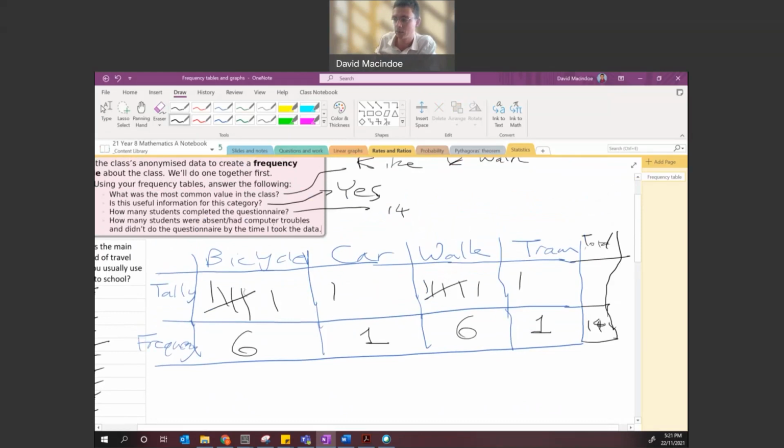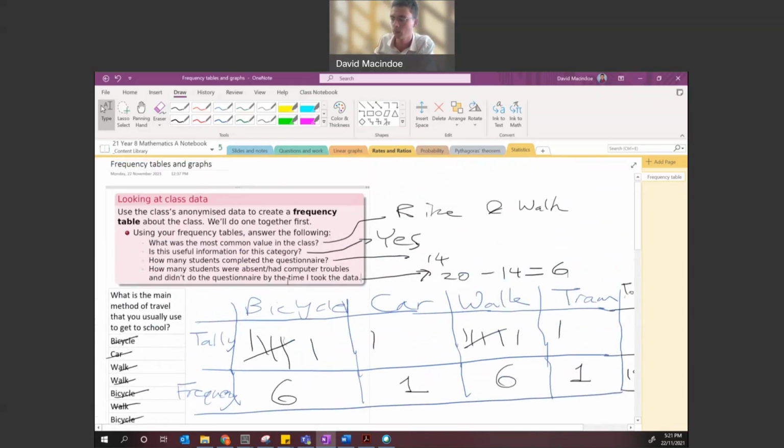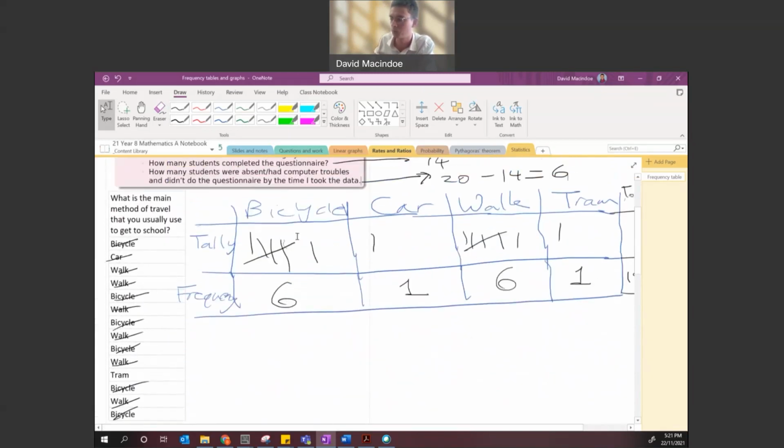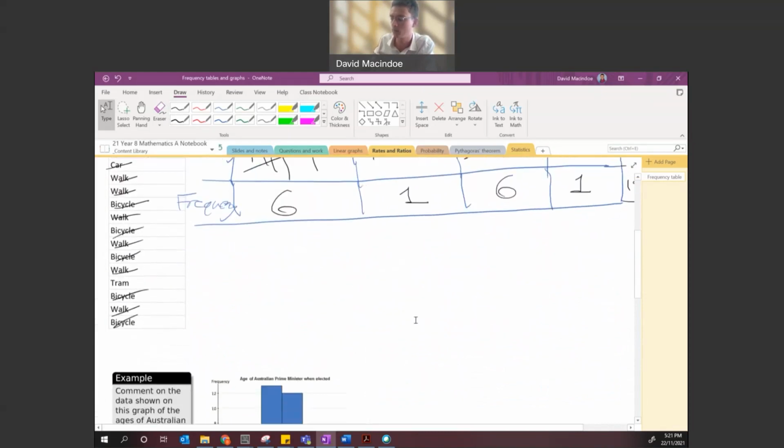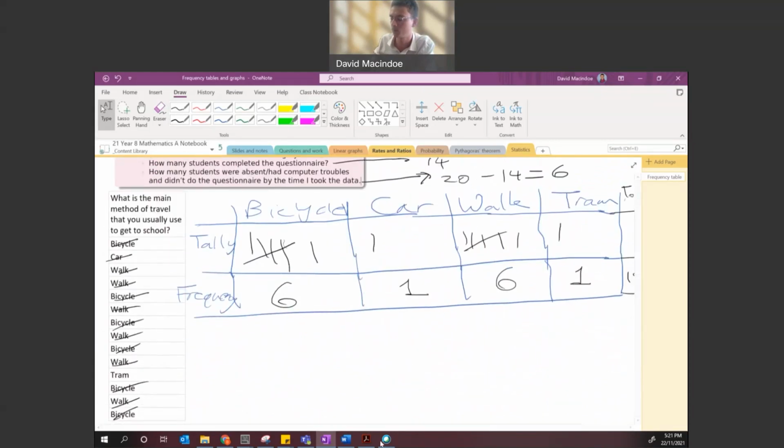How many students were absent, had computer troubles, and didn't do the questionnaire by the time I took the data? For this one, if we assume that there's 20 in the class, we just do the total number of students minus 14. So 20 minus 14 gives us 6. That must have been the people either away or who couldn't use the survey. Okay, not so hard. Just tally it up from your data, count the tallies to make your frequency, and you've got yourself a frequency table.